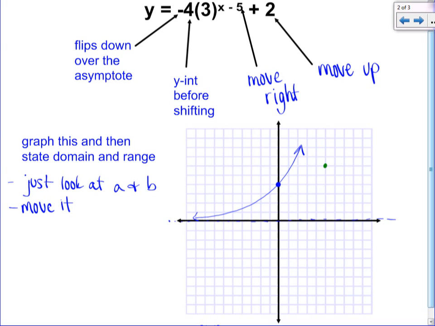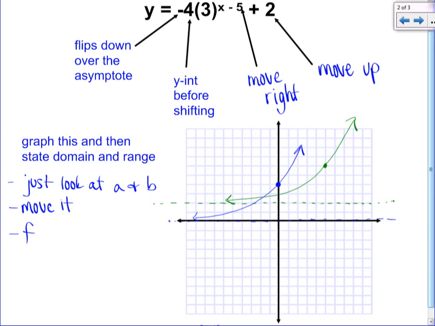Now the asymptote moved with it. If we take this dotted line and we move it right 5, does it change? No. Does it move up? It's going to move up 2. Okay, so our new asymptote is here. And the graph now looks like this. I promise you, if you follow these 3 steps, you're going to get them right way more often than not.